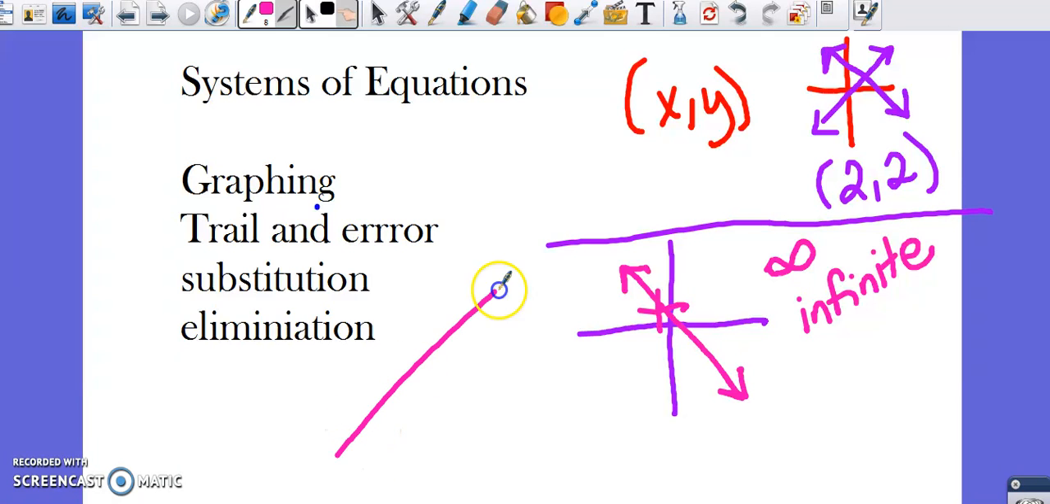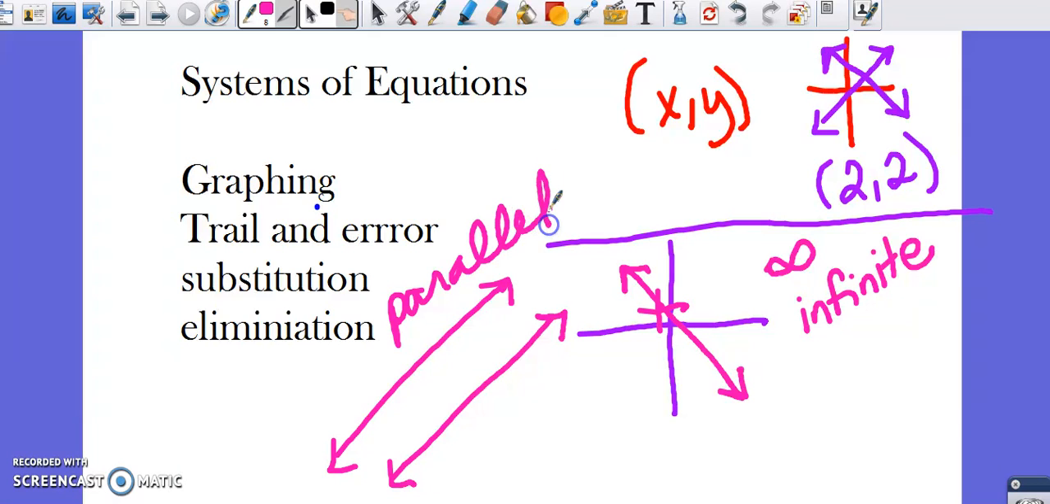And then the last one is parallel. That's when they run side by side. They have the same slope, but different y-intercept.